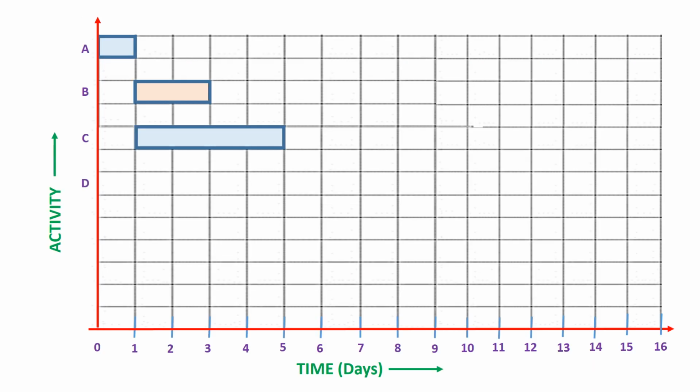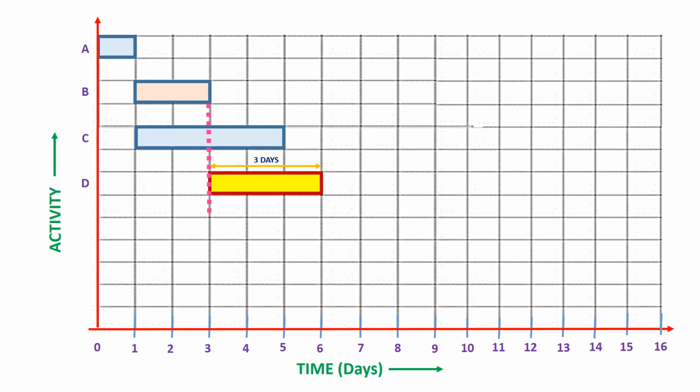I'll have activity D below activity C. As per the relation, activity D can start only after activity B is complete. Now we have to see when activity B is complete. Activity B is completed at time t equal to 3. Therefore, my activity D is going to start from time t equal to 3, and it is taking a time of 3 days for it to complete. Therefore, I'll have activity D something like this.